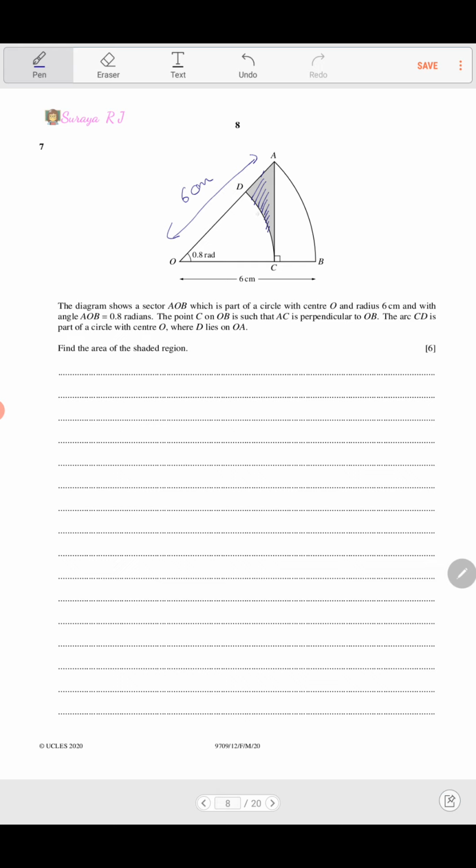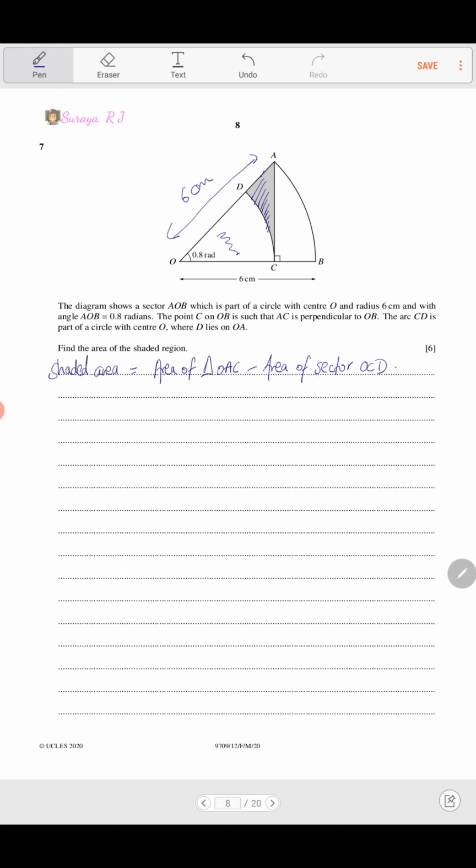So to find the shaded area, we can take the area of triangle OAC minus the area of sector OCD. So we take the whole area of triangle OAC and we subtract this part. We will be left with the shaded part.